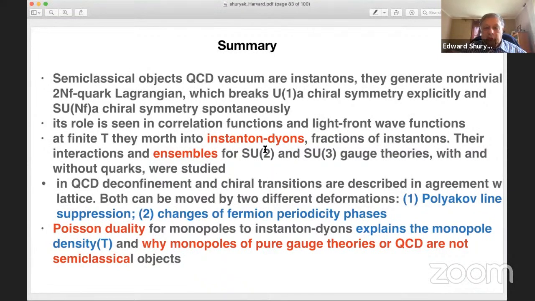The confinement is related to the back reaction on this holonomy parameter, and the chiral transition is related to collectivization of their bound states, zero modes. So it is under control numerically, and it looks good. Now, the final thing which I told you is this Poisson duality.